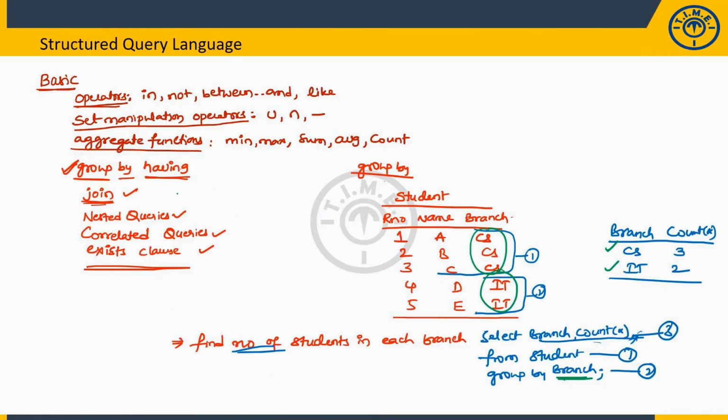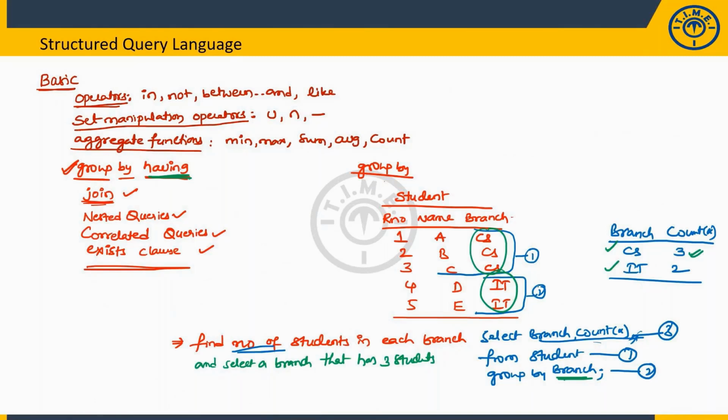Suppose I have to explain the having clause. The question is: find the number of students in each branch and select a branch that has 3 students. That has 3 students means only CS should come in the output, because we have two groups.